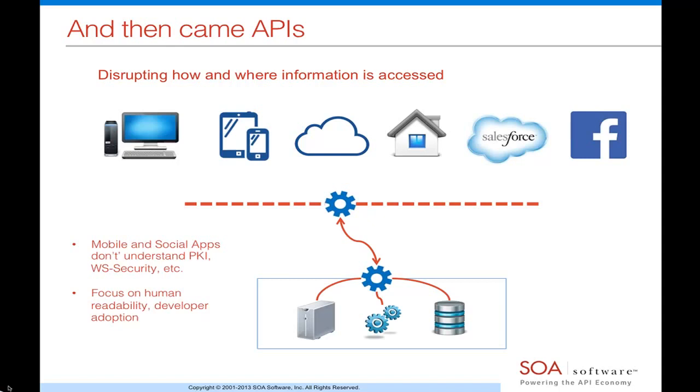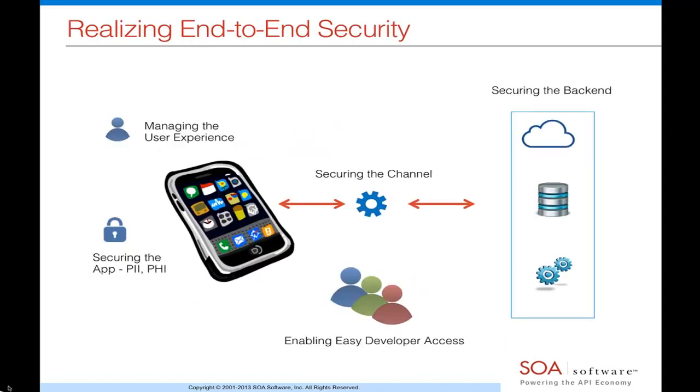So what does it take? If you look at API security and to realize end-to-end security within an API, there are a couple of things that you need to take into account. The first one is managing the user experience. A lot of these applications are being surfaced through mobile applications or social apps, and you need to make the user experience of a customer or a user logging in really, really easy and seamless.